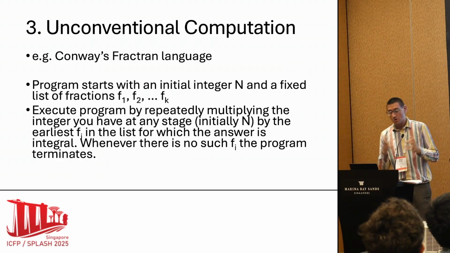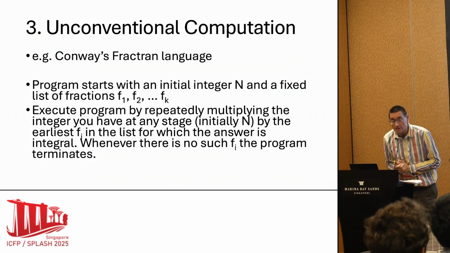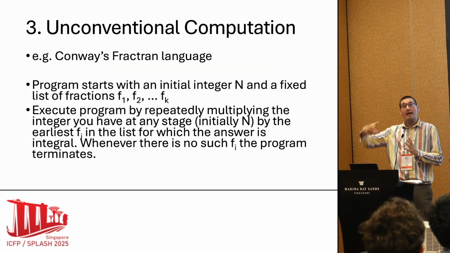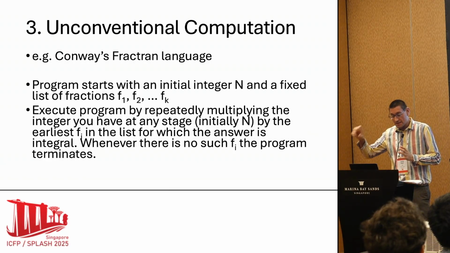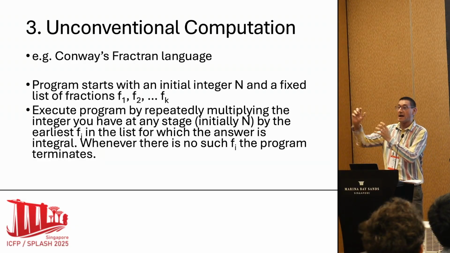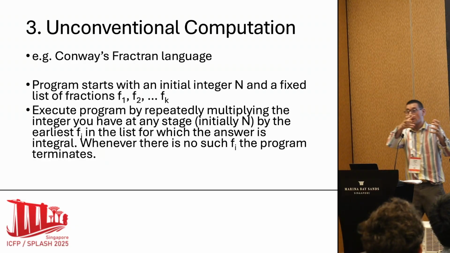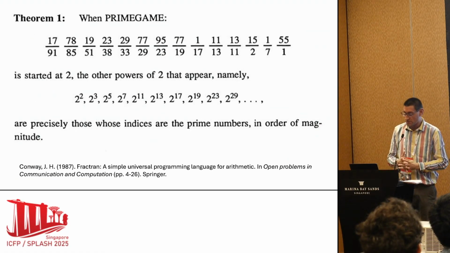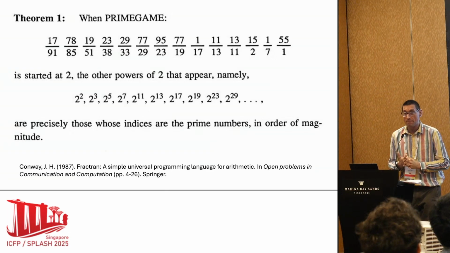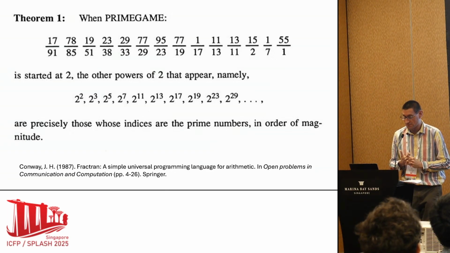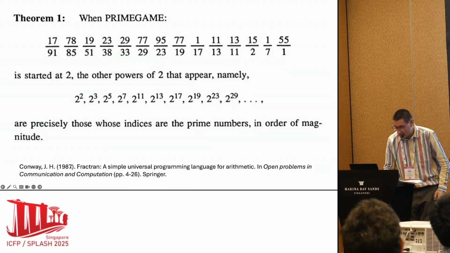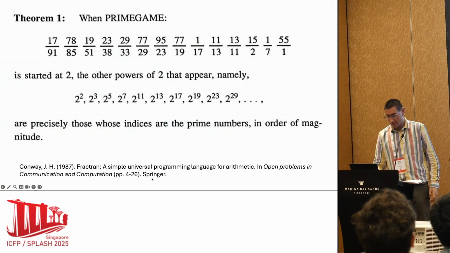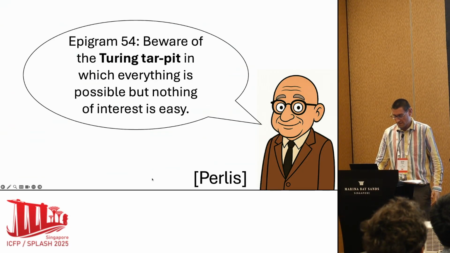And in Fractran, you have a program with an initial input n, which is an integer value, and then a fixed list of fractions, and you execute the program by multiplying the integer n by the first fraction which gives you an integer answer, and then you replace n by the integer answer and go round again. First fraction which gives you an integer answer with a multiplication, and so on. You carry on until there's no such fraction and the program terminates. And this program here computes a list of prime numbers. And this is in the original paper from Conway in 87, Open Problems in Communication and Computation. And this is available on the Springer website.